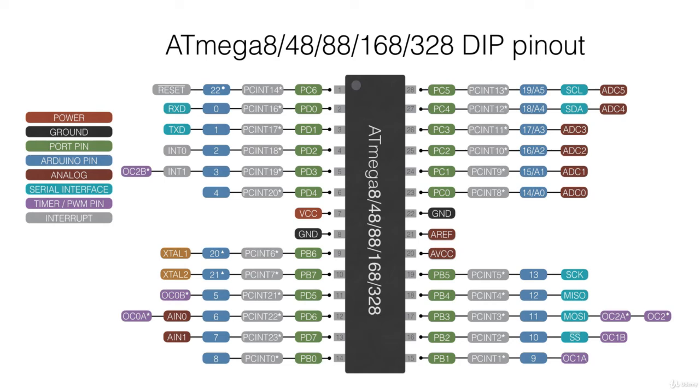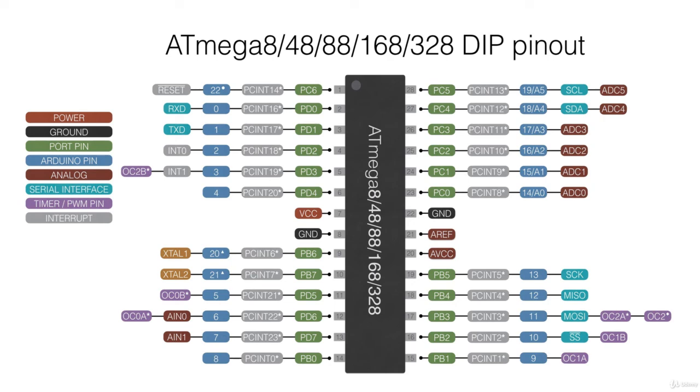The IC also has 3 timers which are responsible for generating pulse width modulated signals. I have told you. Here, the timer output pins are marked in purple color, as OC means output compare. So, OC0A and OC0B are for timer 0. The Arduino pins are 5 and 6. OC1A and OC1B are for timer 1. The Arduino pins are 9 and 10. OC2A and OC2B are for timer 2. In this case, the Arduino pins are 3 and 11.